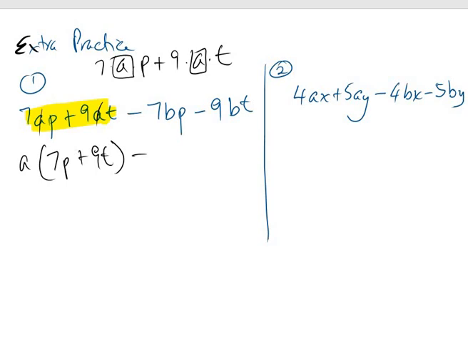Let's look at what's common. The B here is common as well. So we can pull out that B. What's remaining in the bracket? The 7P.